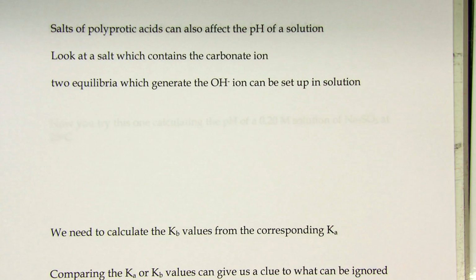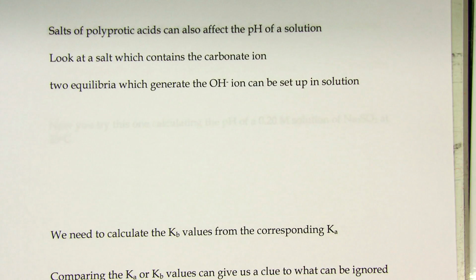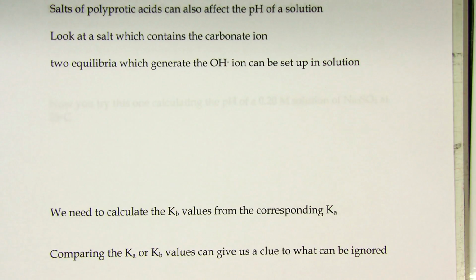We've looked at salt solutions, and now we can start looking at salts of polyprotic acids. These can also affect the pH of a solution if you have a pH-active species. So let's look at the example of a salt containing the carbonate ion.